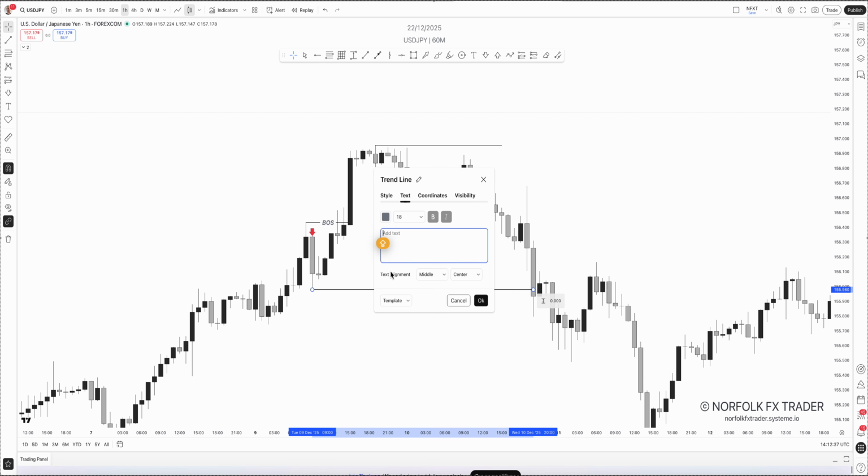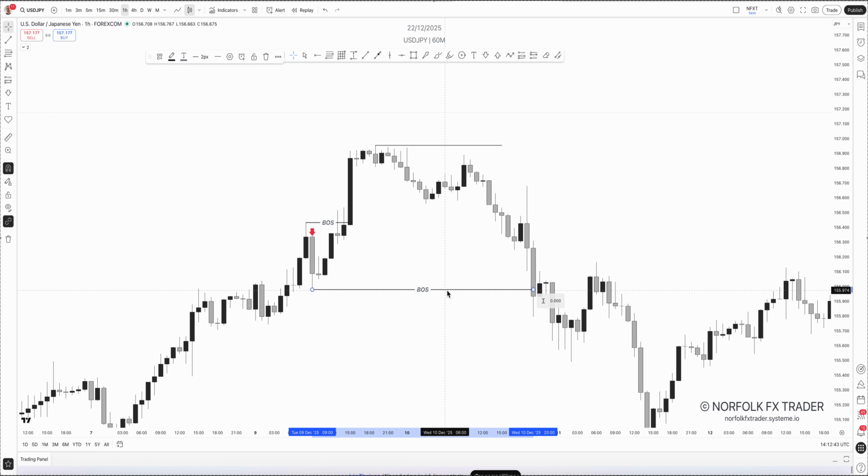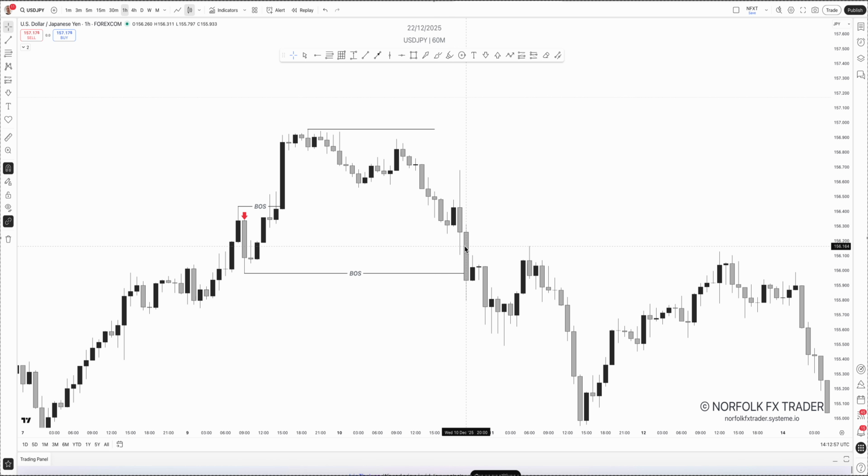structure. So I'm not going to go into too much detail here, but basically this is going to become a change of character. It's where we've gone from a bullish trend into a bearish trend. You can learn more on that in the next video. So when we do see this break of structure to the downside on this candle, now we change the way we look at the market.